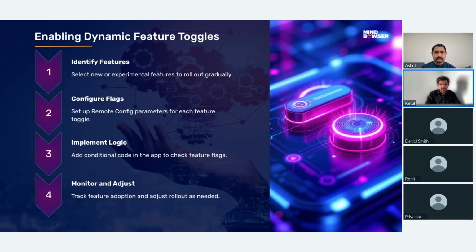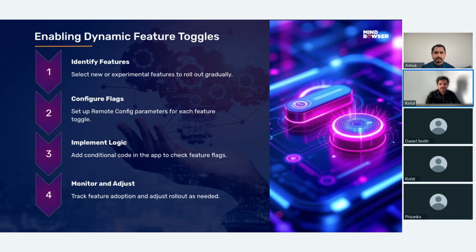Each time we roll out a new feature, we need to pass the guidelines for app approvals, so we can prevent delays and take the first mover advantage by enabling some critical features. So let's walk through the steps to implement and manage feature toggles effectively.